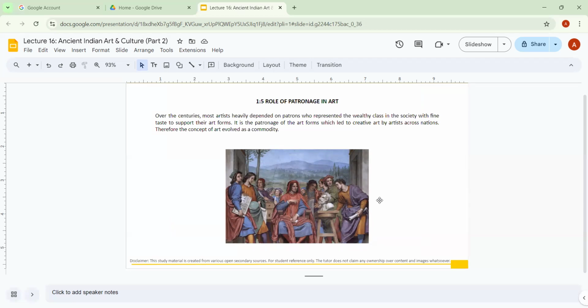The role of patronage in art. Over the centuries, most artists heavily depended on patrons who represented the wealthy class in society with fine taste to support their art forms. During the medieval period, rich people, that is, the kings who owned the kingdoms, often supported the artists financially for the art to grow. It is the patronage of the art forms which led to creative art by artists across nations. Therefore, the concept of art evolved as a commodity.